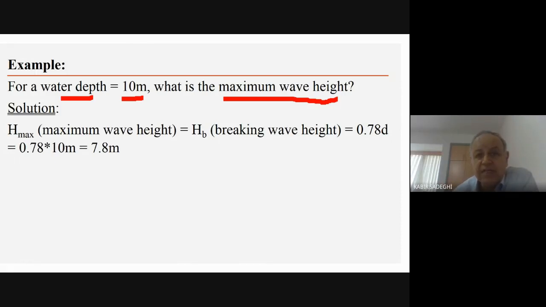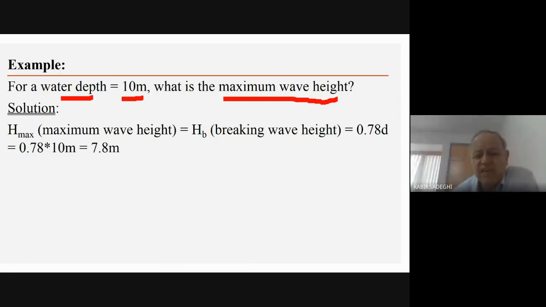What does it mean? When a wave approaches from offshore to the shoreline, it increases by shoaling. But if there were no breaking phenomena, theoretically we should have an infinite wave height at the shoreline. It's impossible. It's the inverse, it's less at the shoreline, at the land. What decreases the wave height? It is the breaking wave.